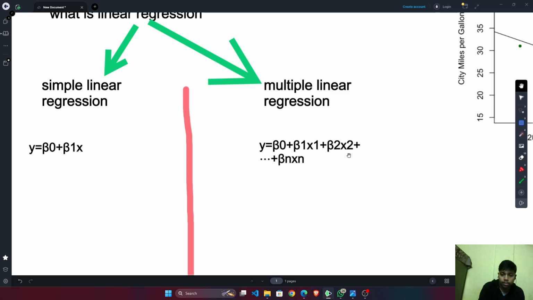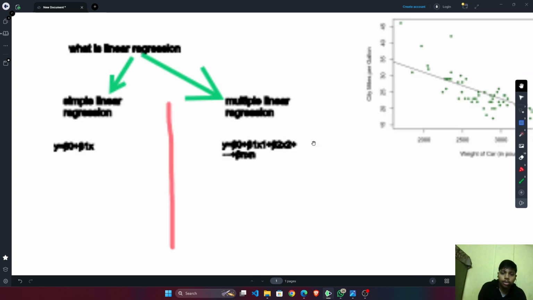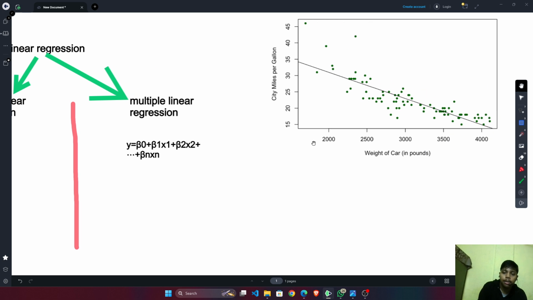In multiple linear regression, there are multiple inputs. For example, x1, x2, up to xn, n number of inputs. B naught is the intercept, and B1, B2, Bn are weights. They define how much importance the input has. For example, if B1 is larger than B2, then x1 input is more important than x2 input. That is how it defines the relationship and makes such graphs.